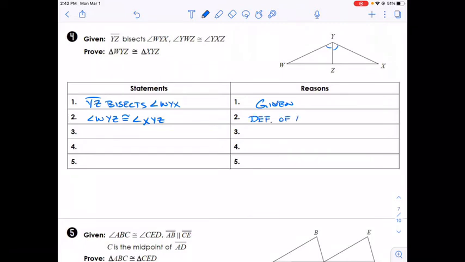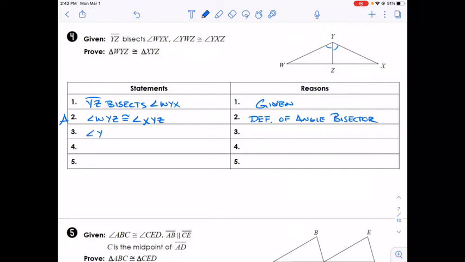And the reason for this is going to be definition of angle bisector. I have seen it before where it just says definition of bisector, but definition of angle bisector gives us a little more information here. So this is an angle measure here. Now the next step, we're going to write down our given statement here.